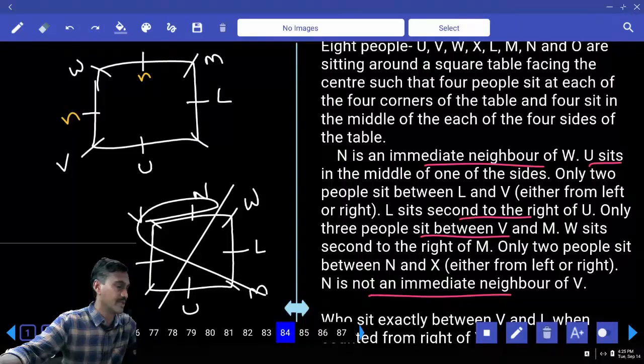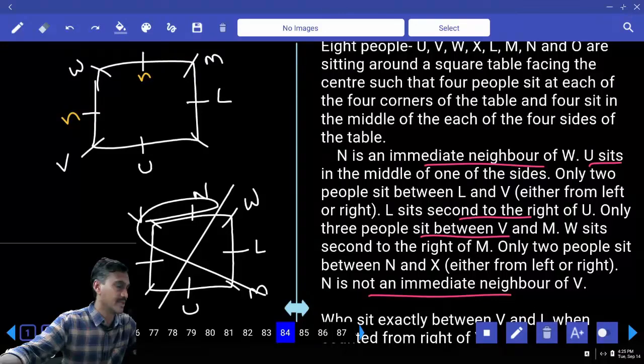And which of the following is true regarding W? M is an immediate neighbor of W, true or false? It is false. L sits third to the right of W, true or false? L sits third to the left rather than right. And next, W sits exactly between U and L, true or false? Now this is again false. 86. Next one. W sits third to the left of U. W third to the left of U is definitely true, choice 5.